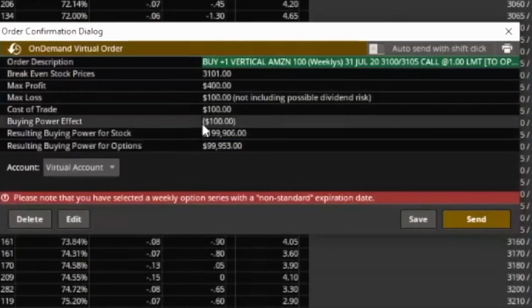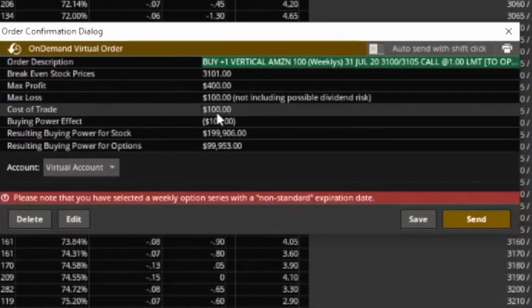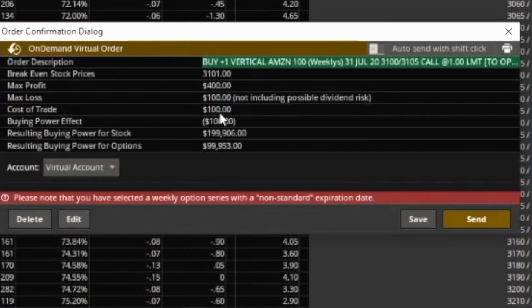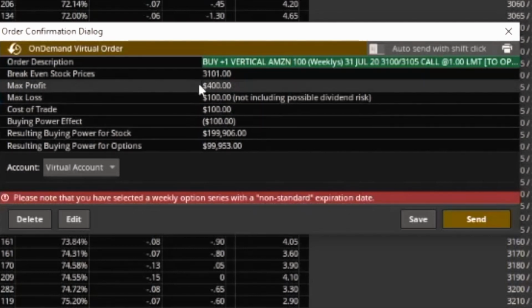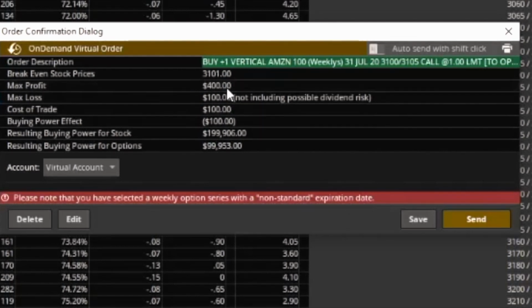As soon as you go to buy this, you can see that it tells you the cost of the trade, $100, which is the 1.0 times that options contract multiplier of 100. And it says max profit here of $400. For now, let's just go with that. We're going to get into where these profit levels actually come from and where we need the Amazon price to be to make profit. I'm going to go ahead and purchase this vertical debit spread at $100 here.